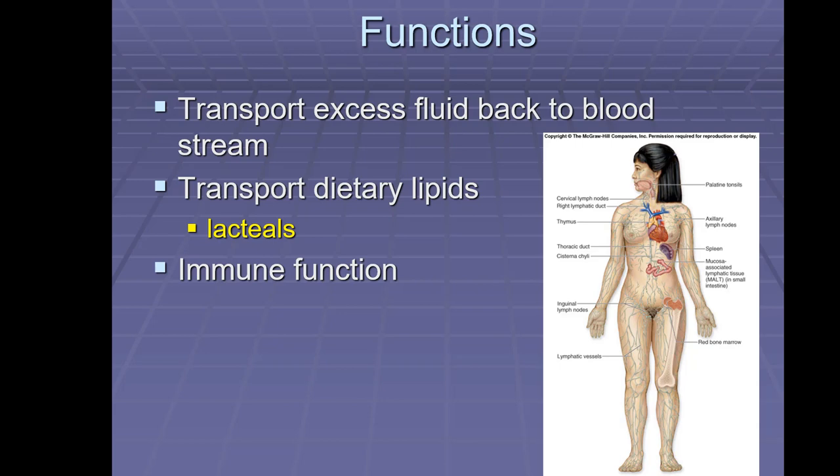The other key thing that it does is it transports dietary fats or lipids. When we absorb most nutrients, they're absorbed into the blood and go straight to the liver. Well, fats are a little bit different. Fats are absorbed into these little structures called lacteals, which are found throughout the intestines. They are part of the lymphatic system. So lacteals are lymphatic structures that absorb fats. And then overall, the immune function that we've mentioned.